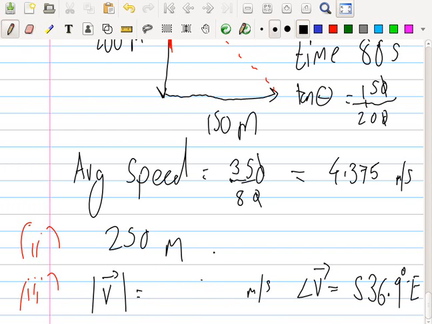But yes, it's going to be, what's the distance? 250, and what's the time? 80. So what's that now? 3.125. Cool? Alright. So how many marks is that now? 2, 4, 6. Not bad.